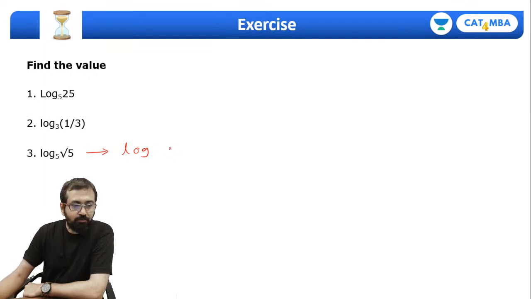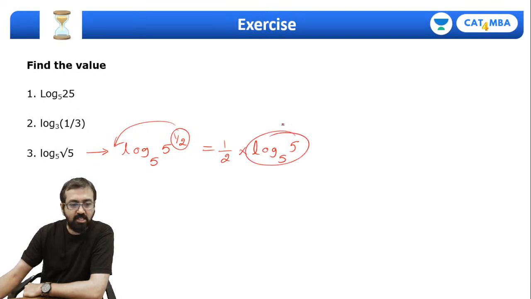So log of root 5. Root 5 can be written as 5 raised to 1 by 2 with base 5. So again this power will come in the multiplication. Right, so this will be 1 by 2 into log of 5 with base 5. This is again 1, so 1 by 2 into 1, it's 1 by 2.